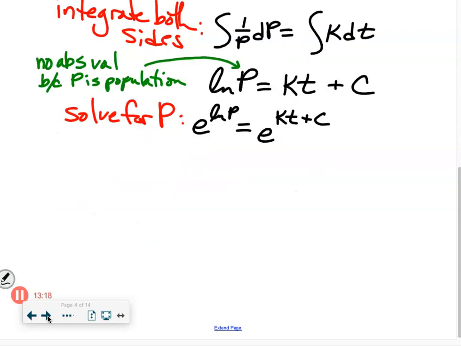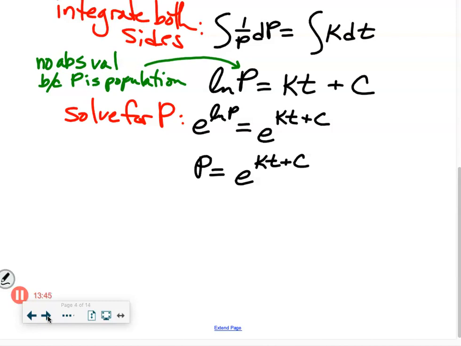So I have e to the ln of p equals e to the kt plus c, the whole side. You don't get to pick and choose. It's not e to the kt plus e to the c. That's not how math works, right? It's like if you square both sides, you have to square the whole side, right? Not each part. So e to the ln of p, that's just p. So we have p equals e to the kt plus c.